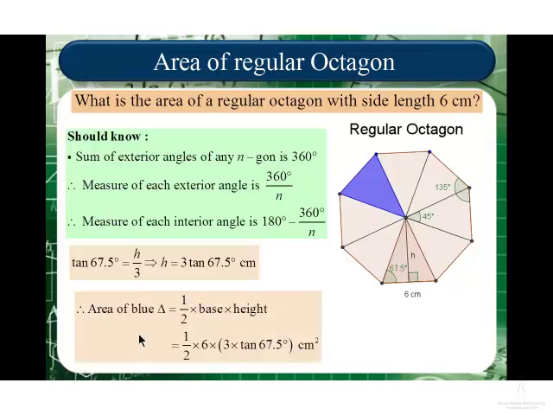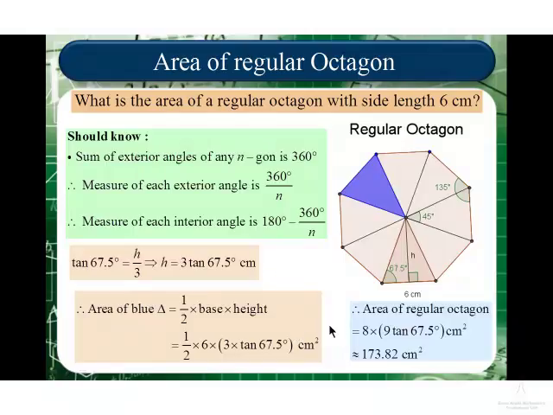Hence, we can now calculate the area of the blue triangle in the representation, or any other one of those 8 identical triangles for that matter, as half times the base times the height as indicated. So we have a half times the base or side length, 6, times the height, which we have indicated as h, is equal to 3 times tan of 67.5 degrees. Note that this measure will be in square centimeters, since it represents the area of such a little triangle.